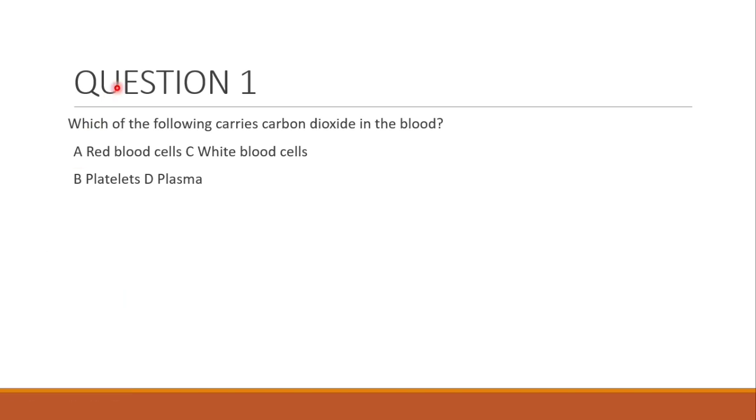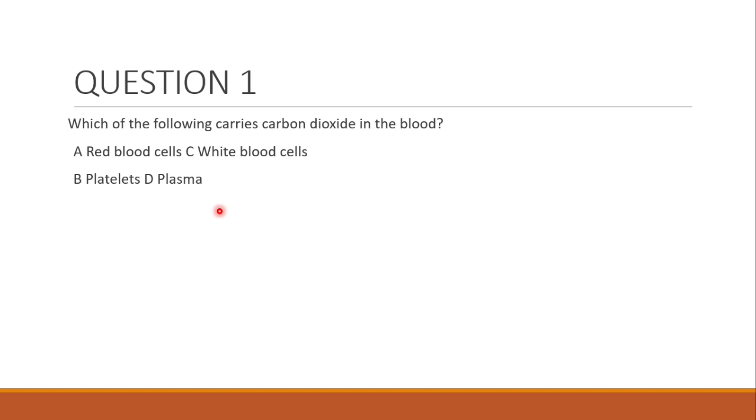The first question reads: which of the following carries carbon dioxide in the blood? We've got A, red blood cells, B, platelets, C, white blood cells, and D, plasma. Pause the video, try to answer this question, then play it to find out the answer.